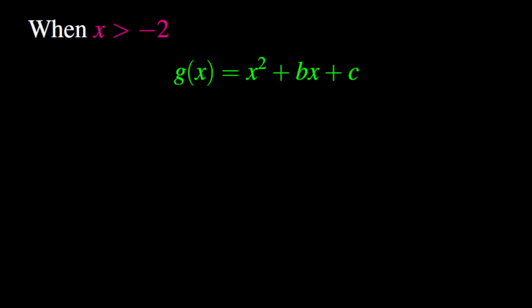Now, we will compute the right-hand limit of the function as x approaches negative 2. It is clear that when x is greater than negative 2, the function g of x is equal to x squared plus bx plus c.